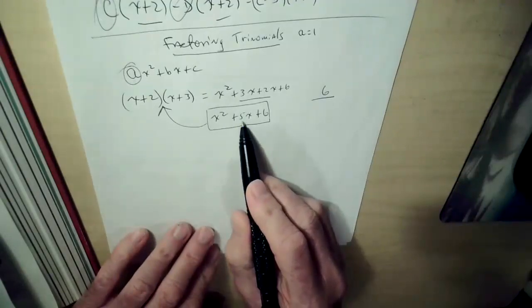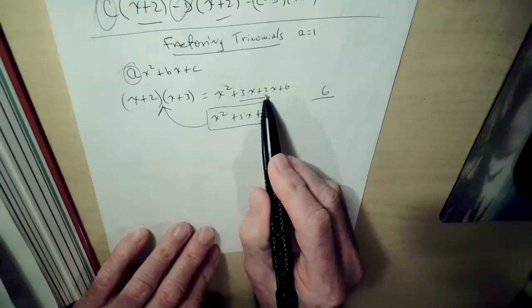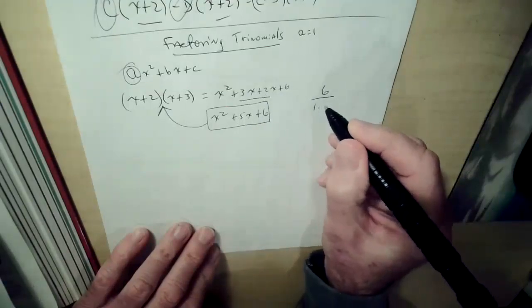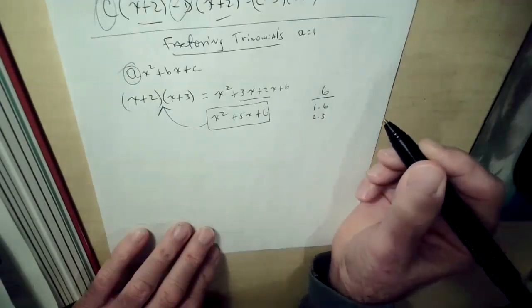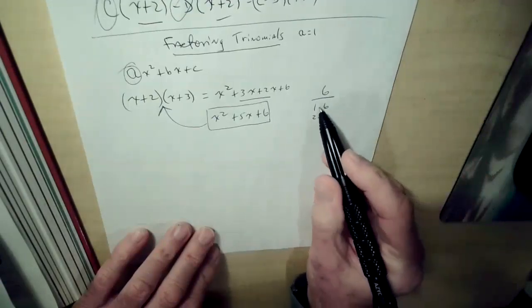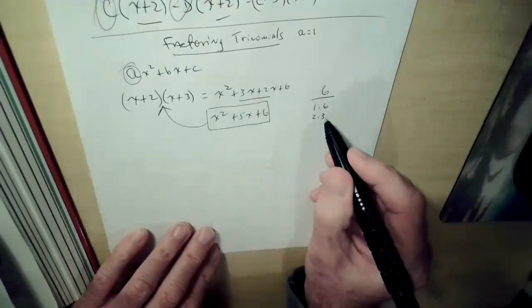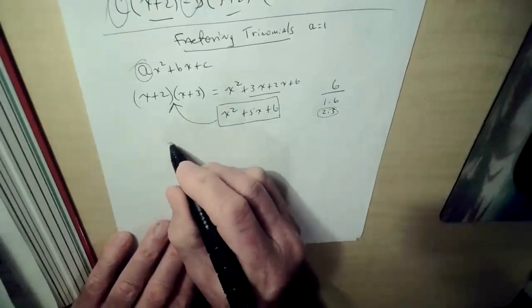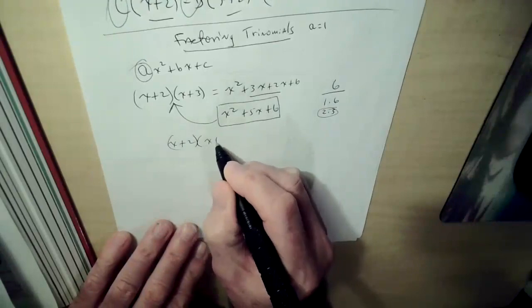Now what we want to do is, if you'll notice, the middle term is called the linear term, not particularly important. What this is, is the combination of these two, 2x and 3x. So what are the factors of 6? 1 times 6, 2 times 3, right? And that's all. Which two of these add up to 5?